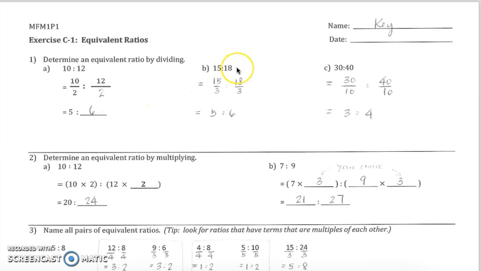B, you have 15 and 18. So both 15 and 18 are divisible by 3. So we can divide them by 3 and get a ratio of 5 to 6 again. C, 30 and 40. Well, which number goes into 30 and 40? It will be 10 because both of these end in zeros. So 30 divided by 10 is 3, and 40 divided by 10 is 4. So your equivalent ratio is 3 to 4.